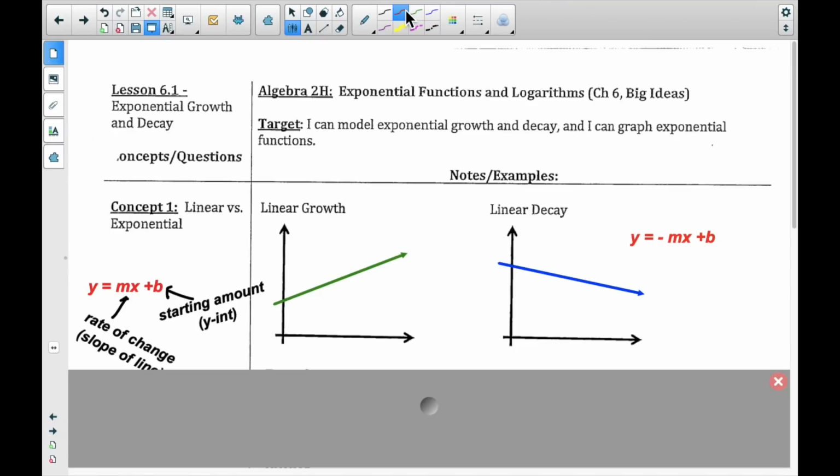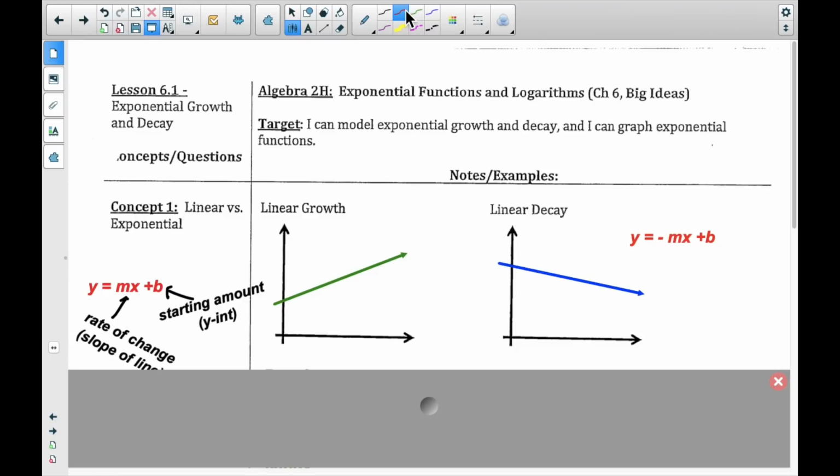Hi guys, today's video is going to cover graphing exponential functions and also going to cover the exponential equation and how to decipher that. First of all, though, we're going to back up and look at linear equations, because that's something that we know how to use, and we're going to use that as a comparison point.